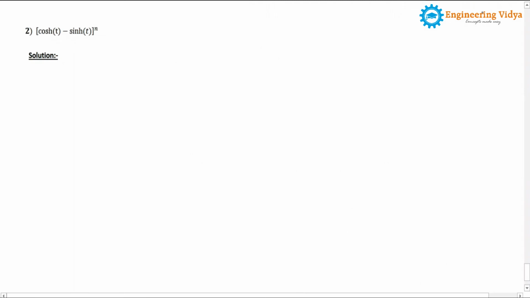So this is the problem number 2, and here we need to calculate the Laplace transform of cos hyperbolic of t minus sin hyperbolic of t, and overall power of n we need to calculate, right?